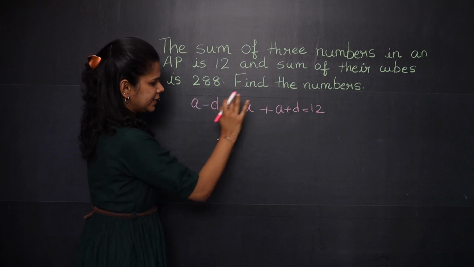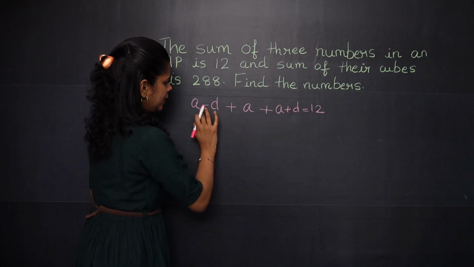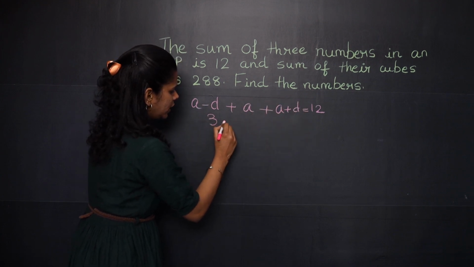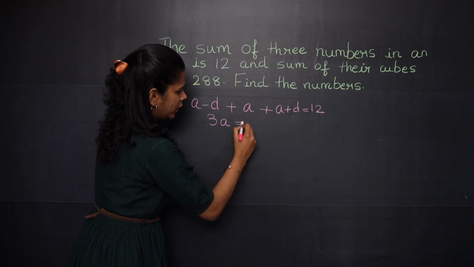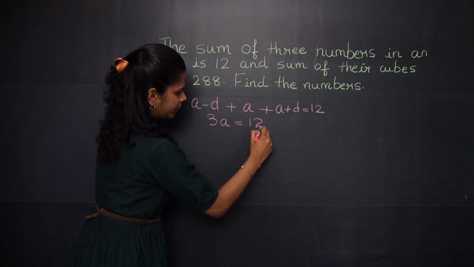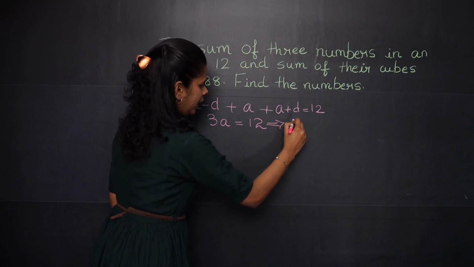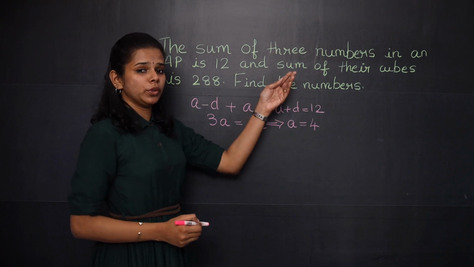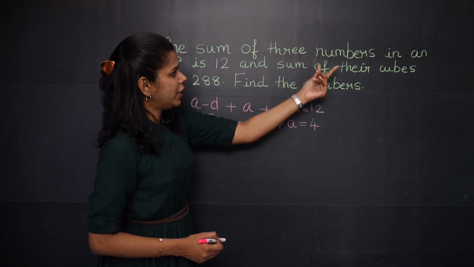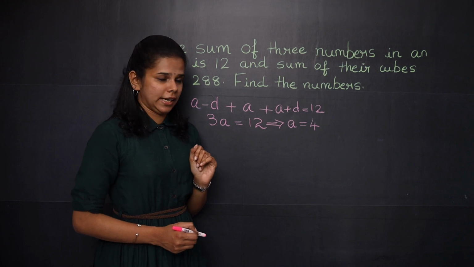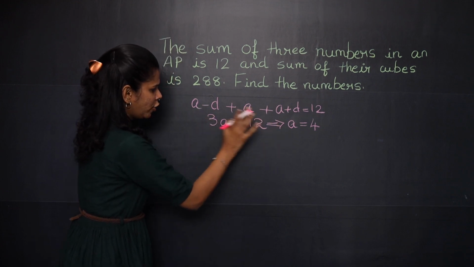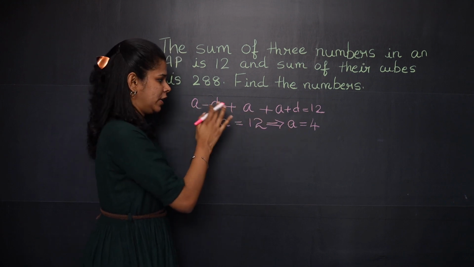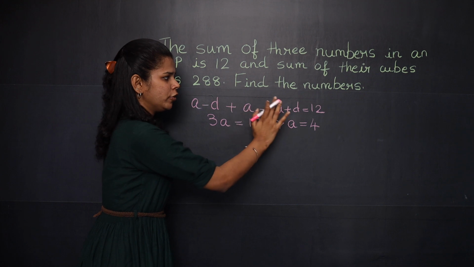Here you can cancel minus d and plus d. So a plus a plus a will give you 12, so 3a is equal to 12. Now what is a? a is 4. Now let us move on to the second condition: the sum of their cubes is 288. Instead of a, I am going to substitute 4. So what will the terms be? 4 minus d, 4, 4 plus d.